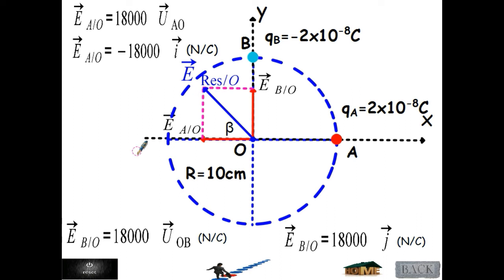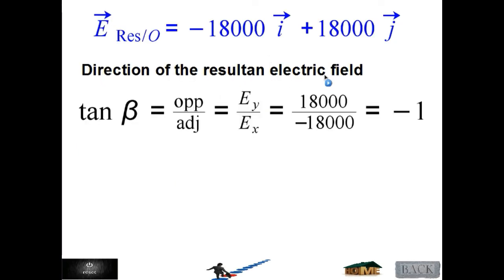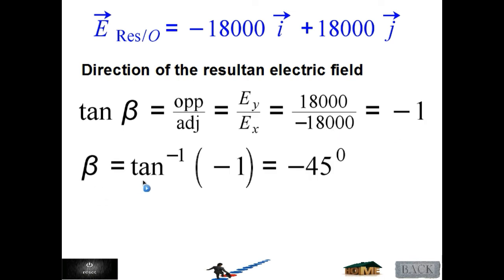In order to know the direction of the resultant electric field at O, we should calculate the angle beta. Tangent beta is equal to opposite over adjacent. The opposite to beta is the y component of the electric field, and the adjacent is the x component of the electric field. Thus the direction of the resultant electric field is tangent beta equals Ey over Ex, which is 18,000 over minus 18,000. Since Ex is in the negative sense of the x-axis, it's minus 1. Beta will be tangent inverse of minus 1, which is minus 45 degrees.